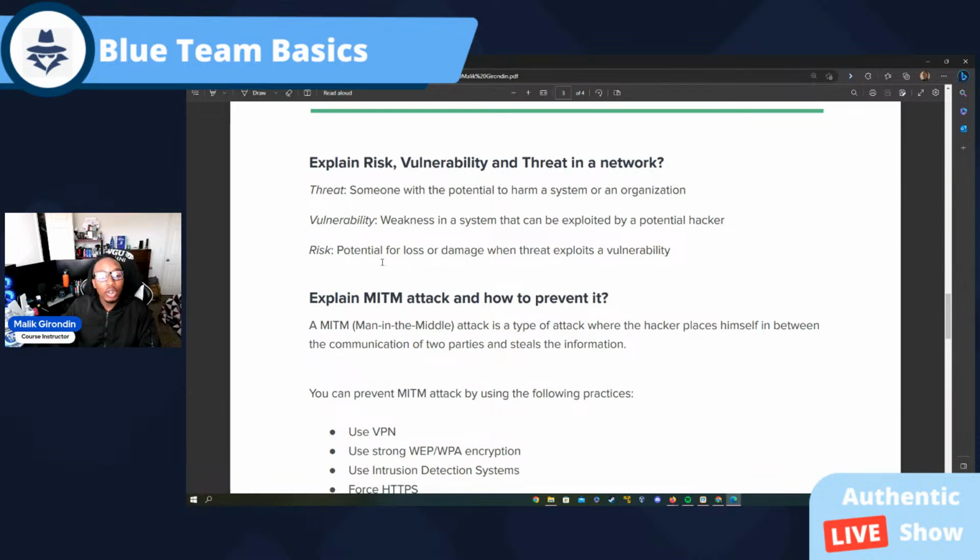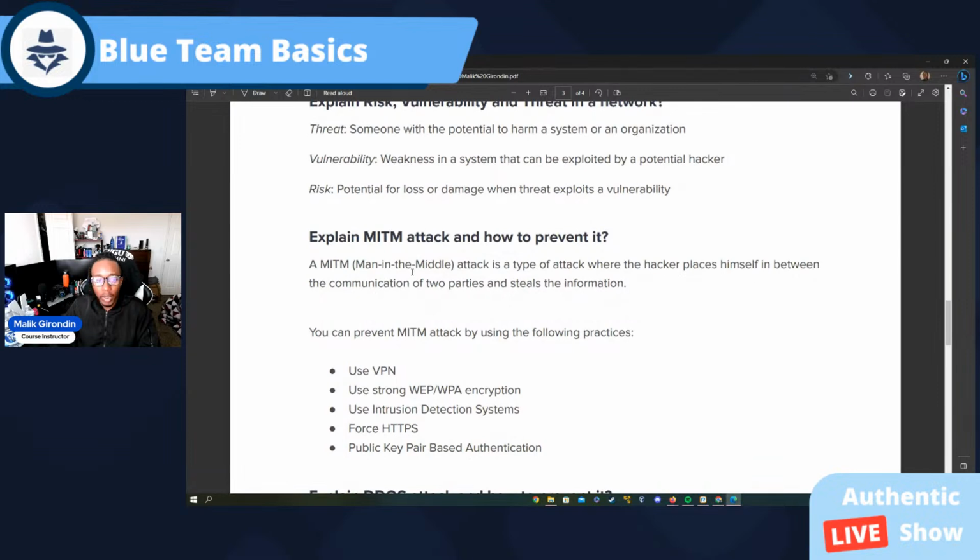Risk: the potential for loss or damage when a threat exploits a vulnerability. So what is the company losing, or what's the risk? If they hack our prod servers and make them go offline, that's a high risk. We're going to lose a lot of profit, a lot of business. So that's something you want to keep in mind.